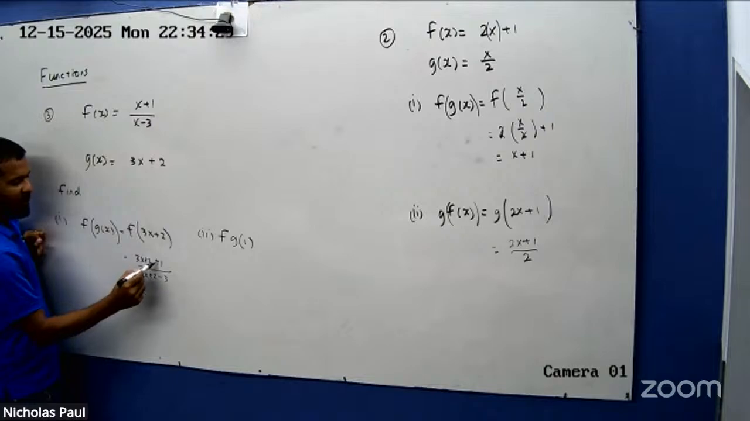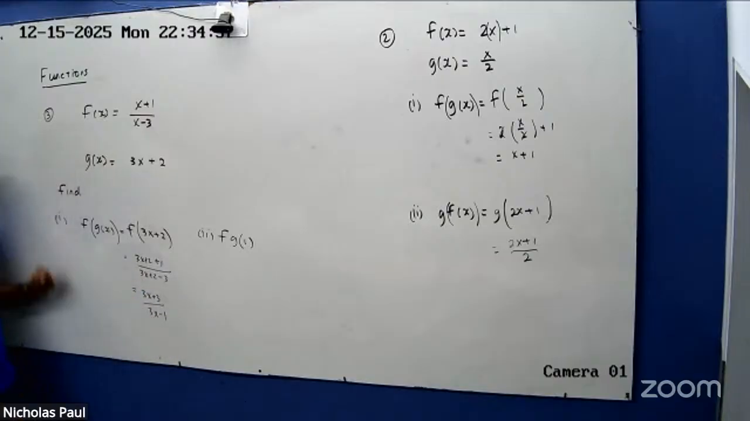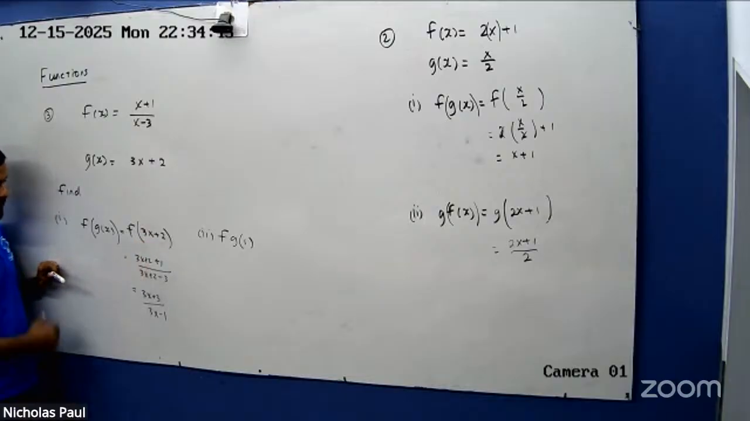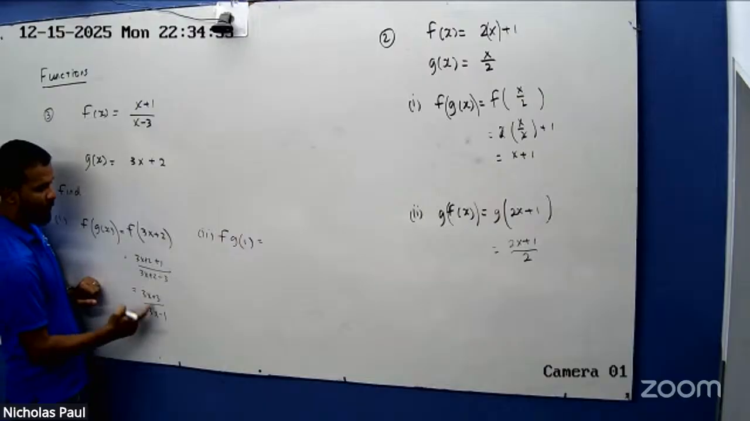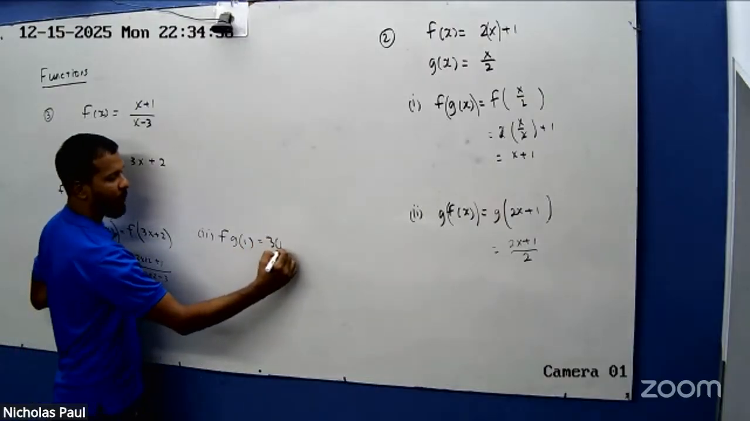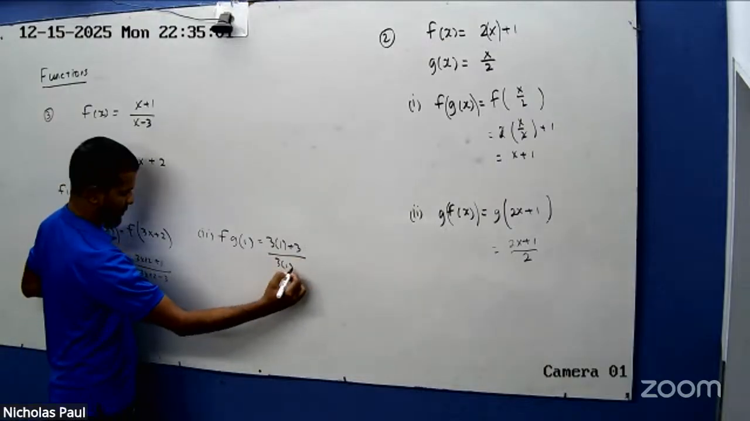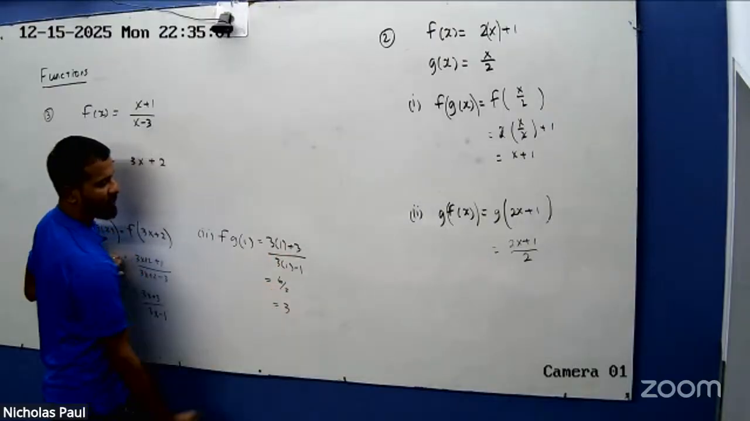This will give me 3x plus 3. This will give me 3x minus 4. Same steps: bracket, replace it, substitute it. And now I ask for f of g of 1. So all you have to do is just put 1 in here. So that'll be 3 by 1 plus 3 all over 3 by 1 minus 4. That's 6 over 2, which is 3.